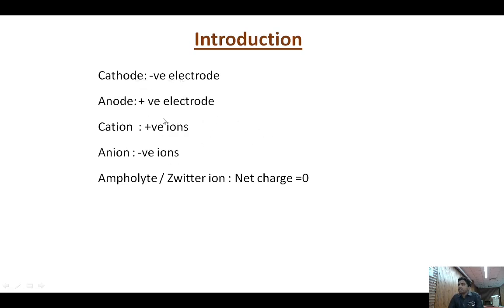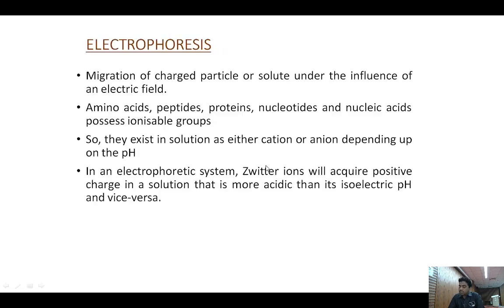Cathode is basically the negative electrode, but cation is a positive ion, right? And zwitterion, you know, is a molecule in solution which can have both negative and positive charges. At a particular pH, it will have net charge 0, and at that time it is known as a zwitterion. The pH at which the net charge becomes 0 is known as the isoelectric pH, right?